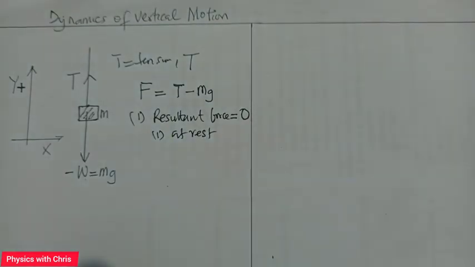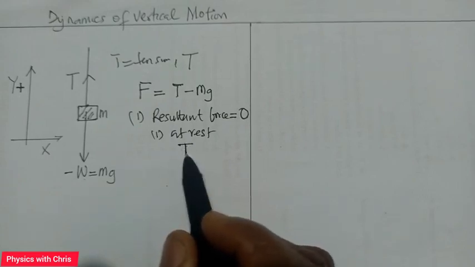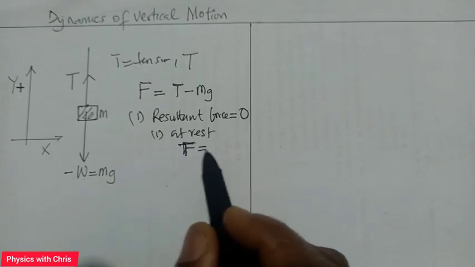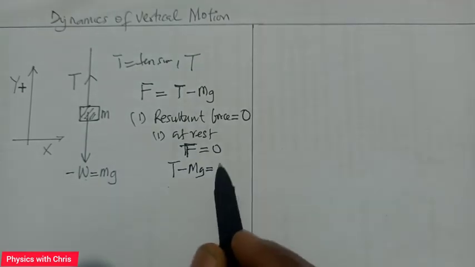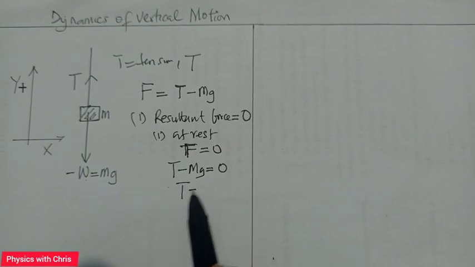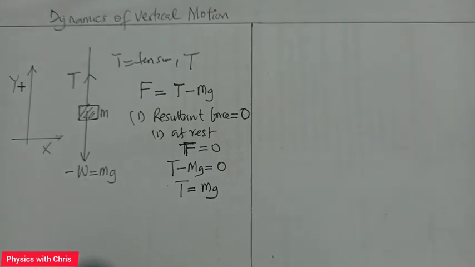Now, when the body is at rest, it's a case of static equilibrium. It means that the two forces balance. The tension in the string is balanced by the weight of the body. In that case, the resultant force is 0, that is F equals 0, and the resultant force is T minus mg, that equals 0. Therefore, the tension in the string is balanced by the weight of the body.